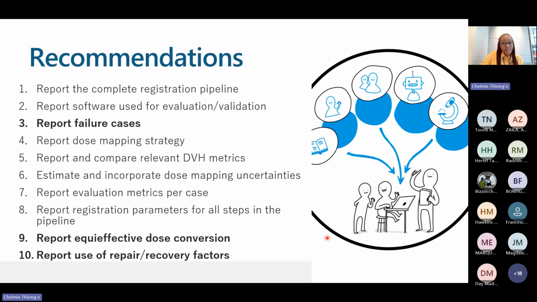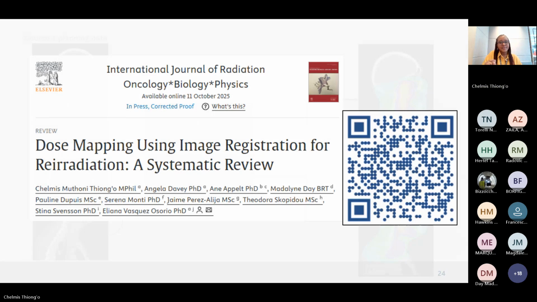In contrast, only 3 recommendations, the ones highlighted in bold, passed the 75% threshold in the clinical context, and those were reporting equieffective dose conversion, reporting repair or recovery factors, and documenting failure cases. The voting panel was highly experienced and multidisciplinary, with most participants having more than 10 years of experience in radiation therapy.